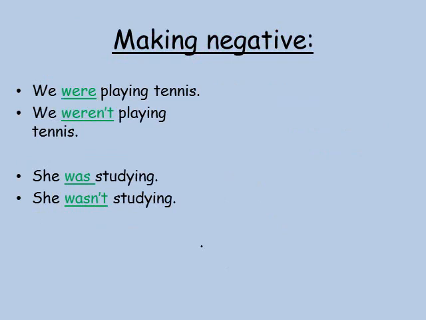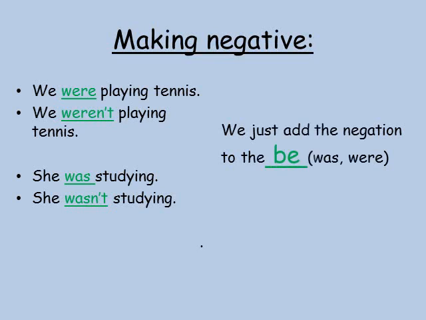Now we will move to the negative case. How do you think we will make the negative? Look at these sentences. We were playing tennis. We weren't playing tennis. She was studying. She wasn't studying. What do you see with me? All we do is that we will add the negation to the verb be. Were, weren't, was, wasn't. So, we just add the negation to the verb be, which is was and were in our case.